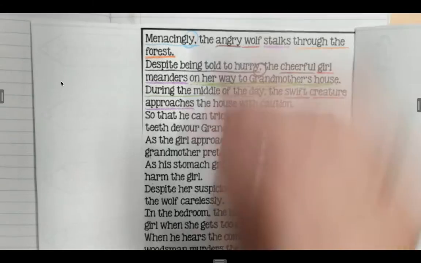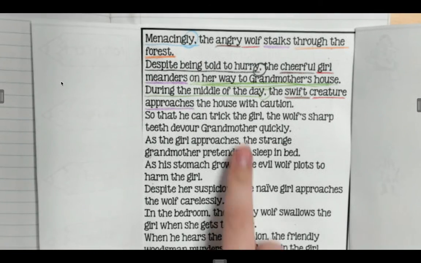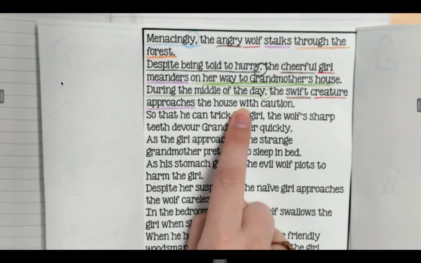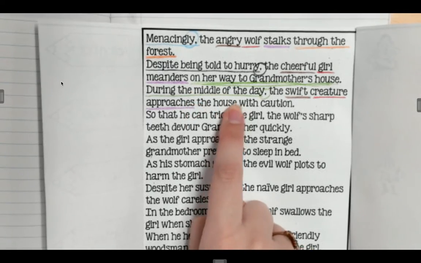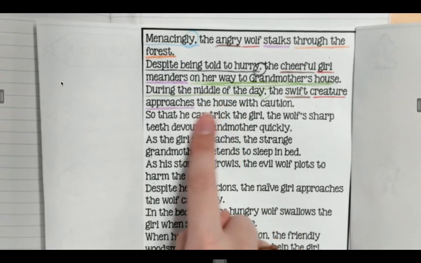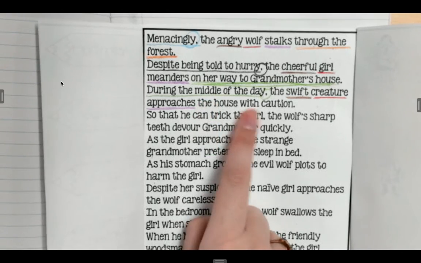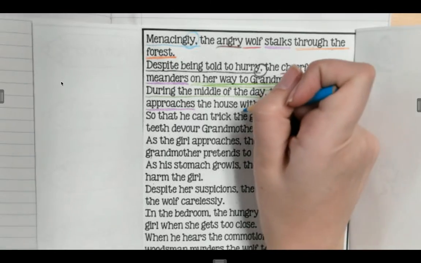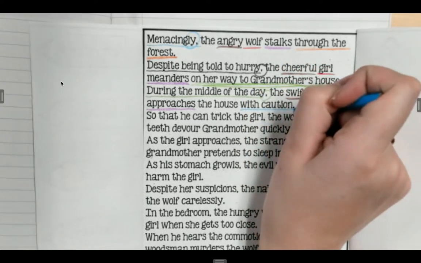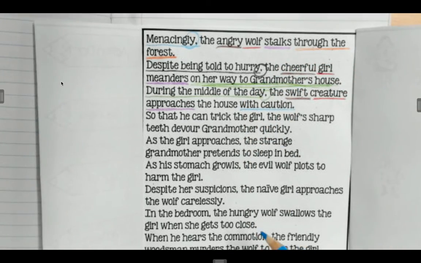The house with caution. So the house is not an action part. So the phrase the house will not have any word underneath it. With caution is also a how word, because with something or without something shows us how.